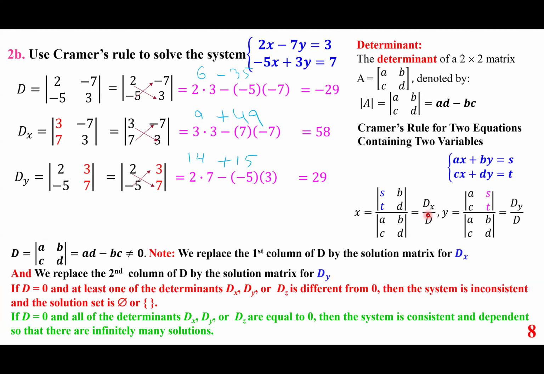X is D sub X over D. So 58 divided by negative 29, which makes it negative 2. Y is D sub Y divided by D, 29 over negative 29, which is negative 1. And that's exactly what we found on the previous page. I hope everybody remembers that. So as expected, the same answer.